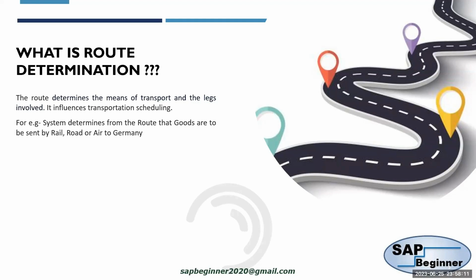Yes, because whenever you are shipping goods from one location to another, scheduling is the most mandatory thing, because transportation scheduling is time bound. For example, if we say posting a courier from one country to another, or one state to another, scheduling is mandatory based on the timelines. So for example, the system determines from the route that the goods are to be sent by rail, by road, or by airways to, for example, Germany from India.